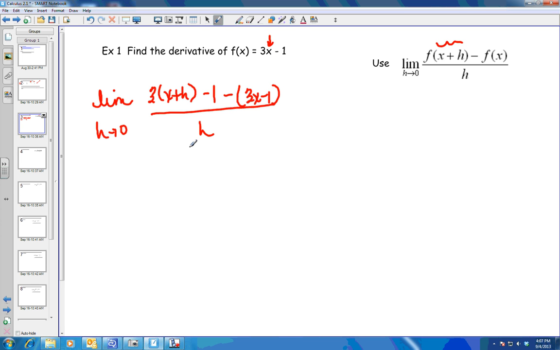Okay, so now I'm just going to do a lot of algebra to find the limit of this. I need to FOIL this out and kind of simplify it. The limit as h approaches 0, distribute your 3, minus 1, distribute your negative.